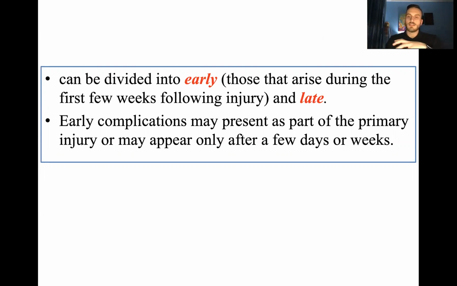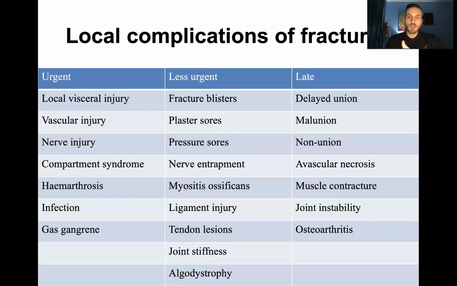Early means that it's part of the primary injury. Late is either after weeks or days. So for the local complications of fractures, we have the urgent, less urgent, and the late. For the urgent, we have for sure the visceral injury, vascular injury, nerve injury, compartment syndrome, which is very important and we will talk about it later, haemarthrosis, which is blood inside the joint, infection, and gas gangrene.